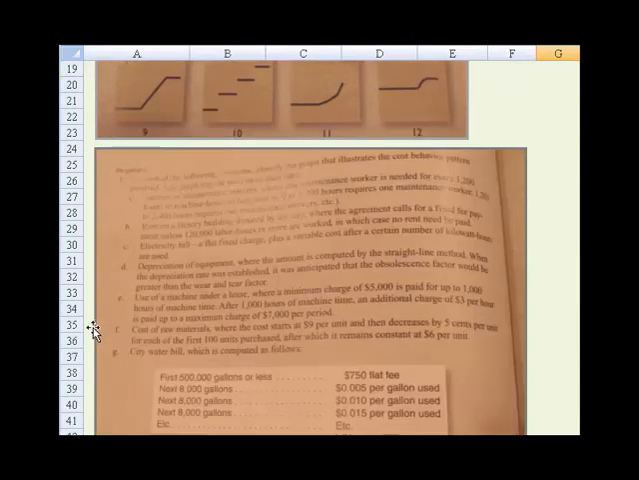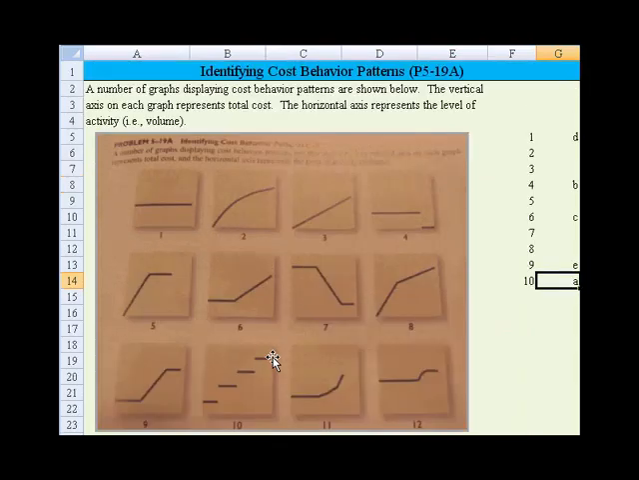Let's read F. F says cost of raw materials, where the cost starts at $9 per unit and then decreases by 5% per unit for each of the first 100 units, after which it remains constant at $6 per unit. Okay, so if we look at a cost where we're getting a decreasing amount per unit, we're going to get some kind of curve there until we achieve 100 units, in which case it remains constant. So the best case I can see of that is item 2, although we really don't see the constant portion, but eventually that line becomes a constant amount per unit.